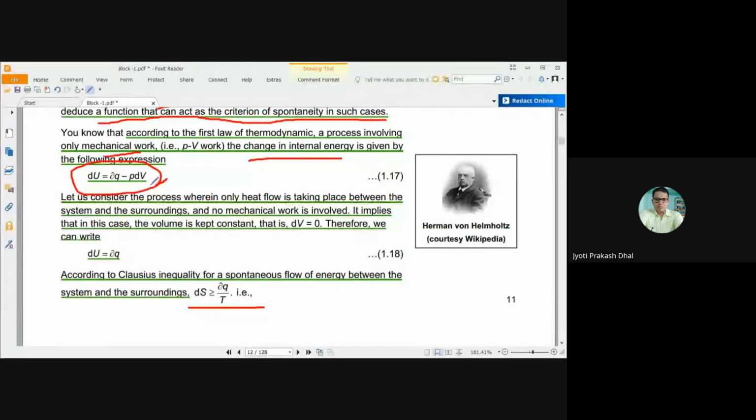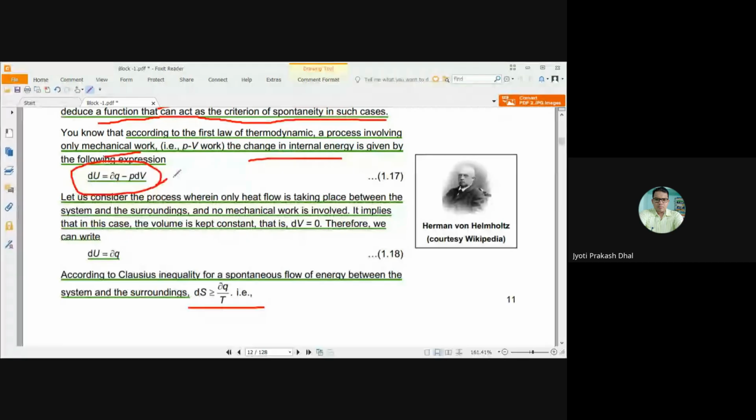So when the system will undergo expansion, then work will be done by the system. So when work will be done by the system, there will be a negative sign. If the system will undergo compression, then work will be done on the system, then a positive sign will be there. So only the sign convention will be changed. So here, according to the first law of thermodynamics, as we are considering expansion work, the system will expand against a constant pressure. So the mechanical work will be minus P dV, and hence the change in internal energy dU equals dq minus P dV.